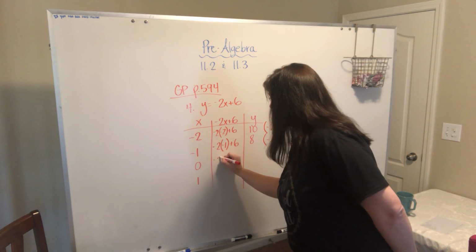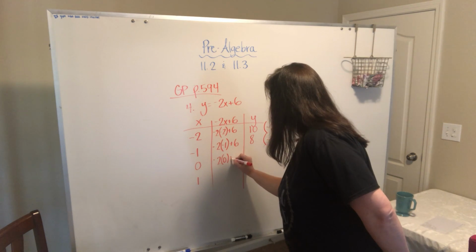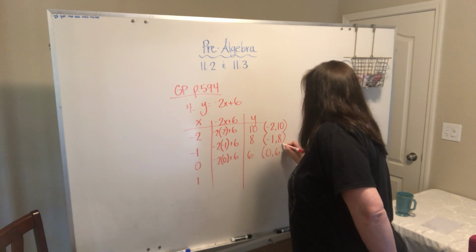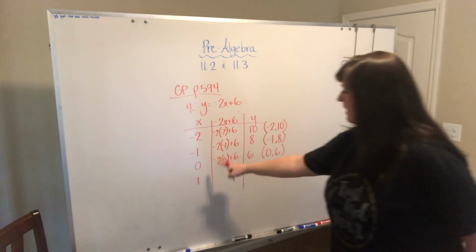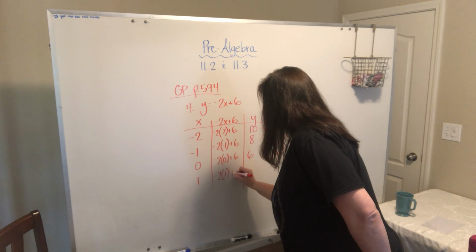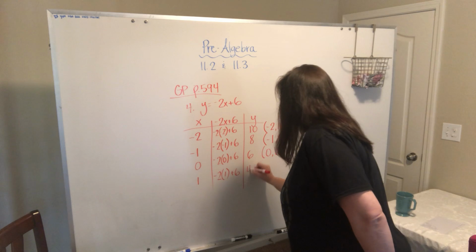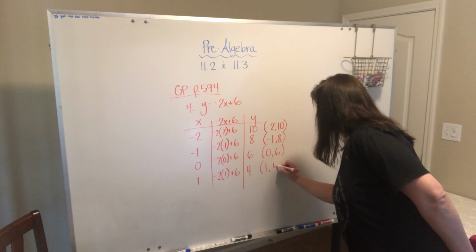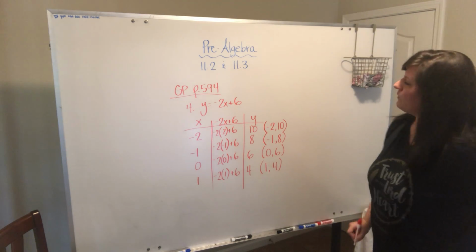What about when I put 0 in there? And I have my ordered pair. And then I substitute 1. Negative 2 times 1 plus 6. Negative 2 plus 6 is 4. So my ordered pair there is 1, 4.